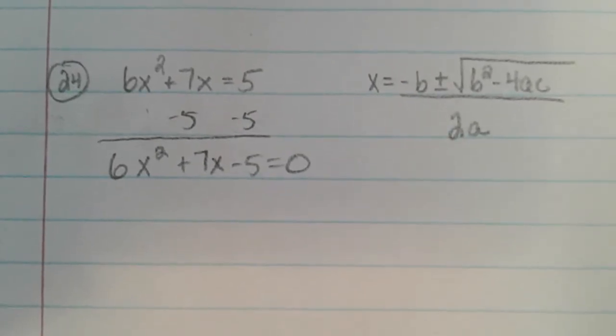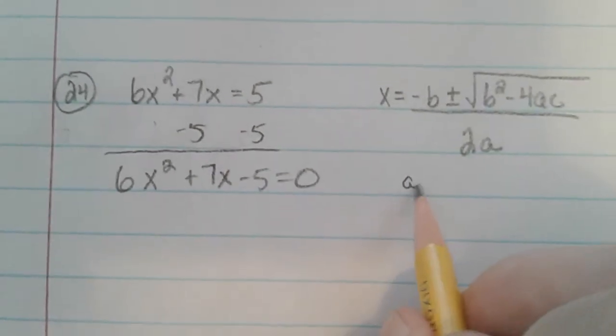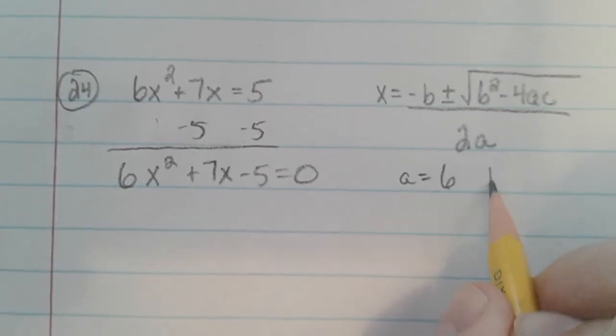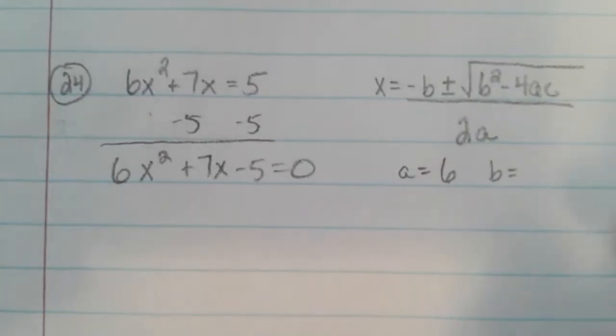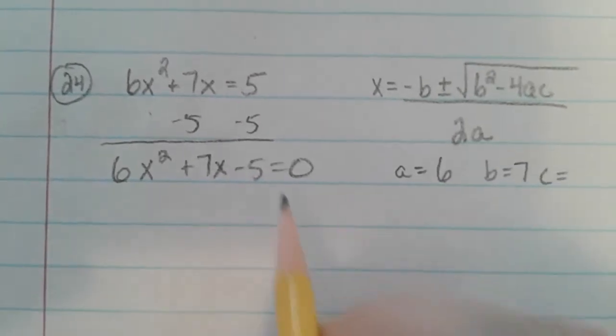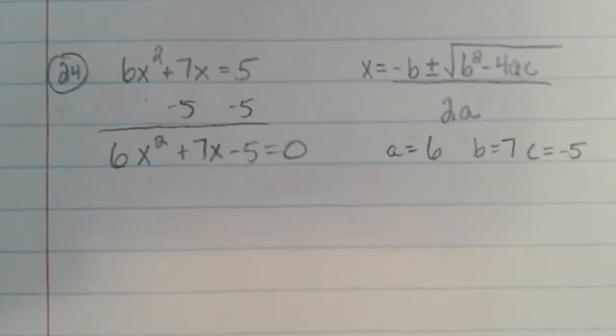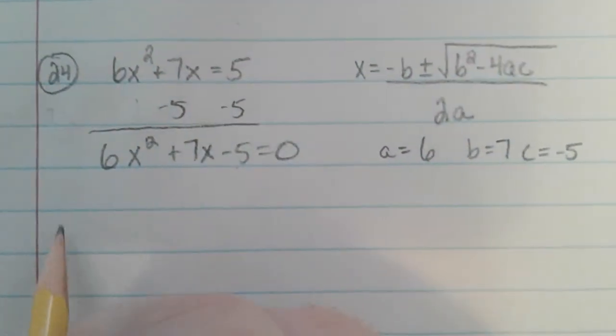Now I need to identify my a, my b, and my c. So my a value is always in front of the x squared, so the a is 6. My b value is always in front of the x, that's 7. And my c value is always that constant that doesn't have a variable attached to it, so it's negative 5. So now I'm going to plug those values in.